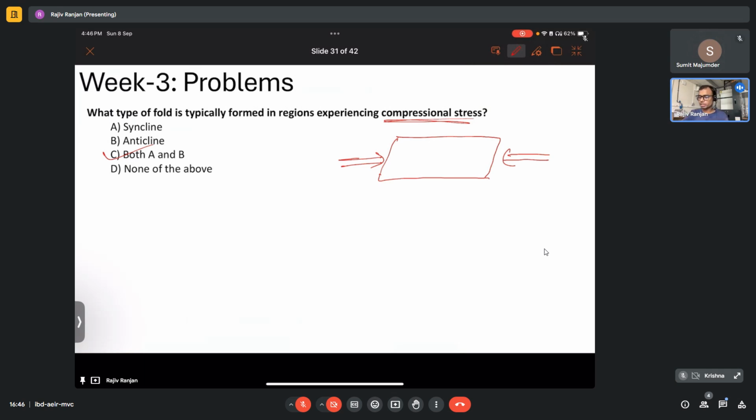It depends on the younging only, so that is not being asked here. It is possible to form both types of fold. It can form like this, it can form like this, right? Both are possible. So option C is correct.